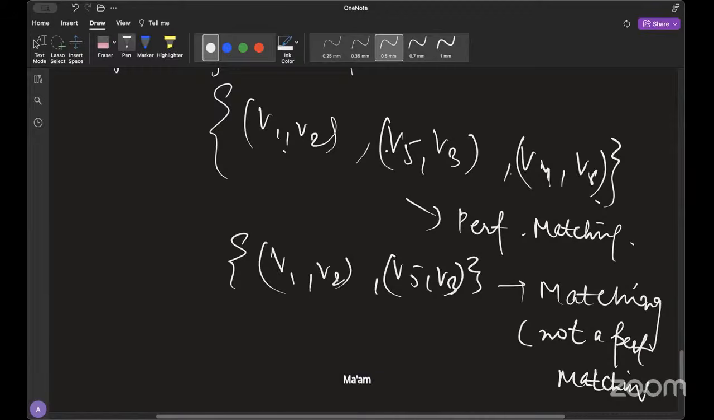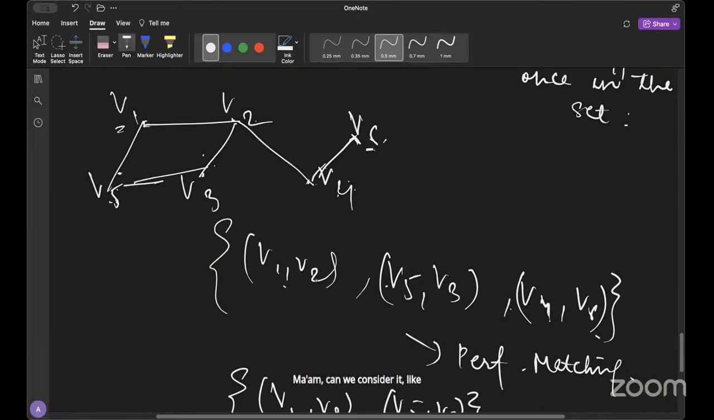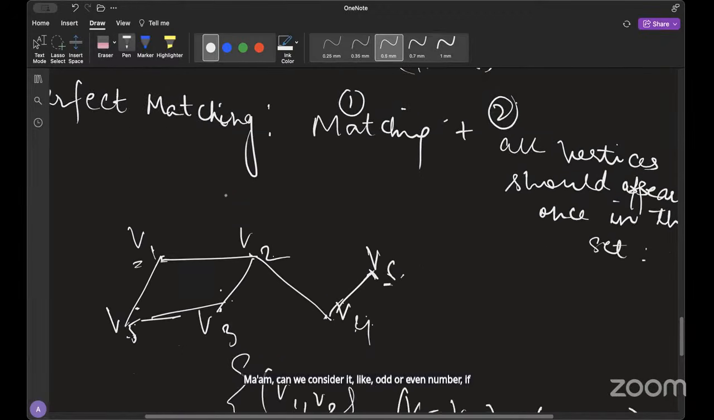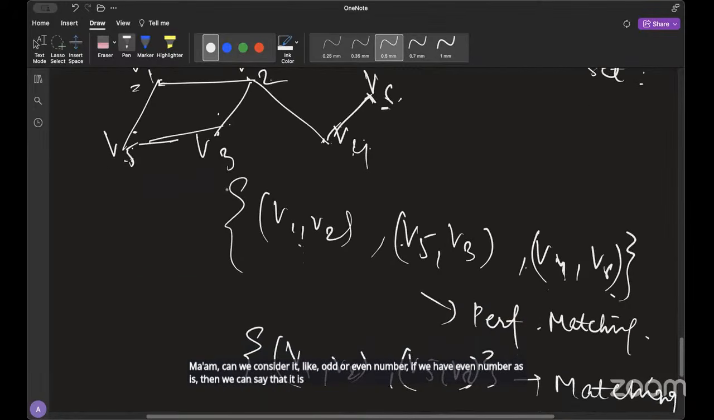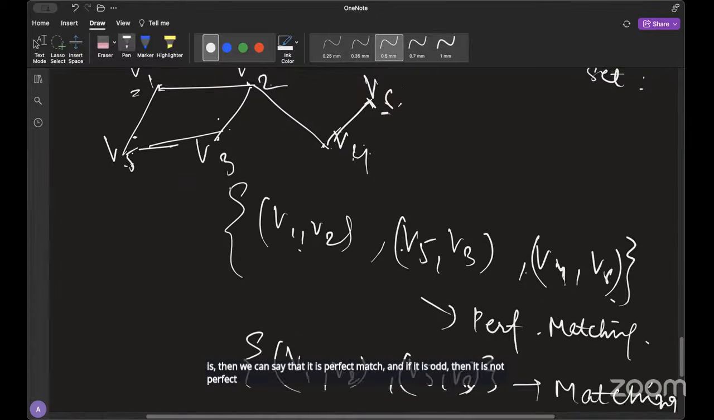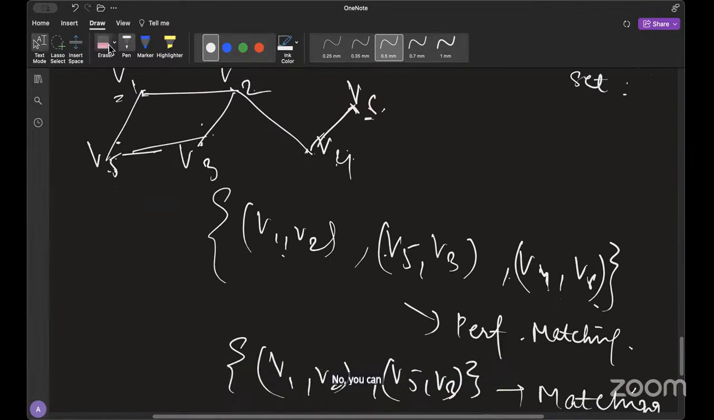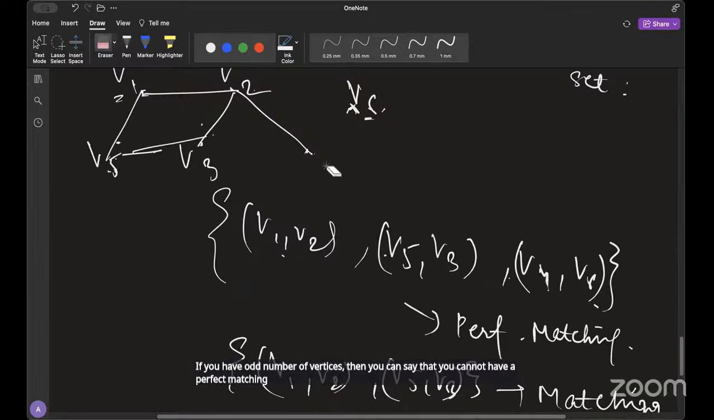Ma'am, can we consider it like an odd or even number? If we have an even number, then we can say that it is a perfect match, and if it is odd, then it is not a perfect match. No, you can't. If you have an odd number of vertices, then you cannot have a perfect matching. But if you have an even number of vertices, then you can't conclude. You will have to look at the graph.